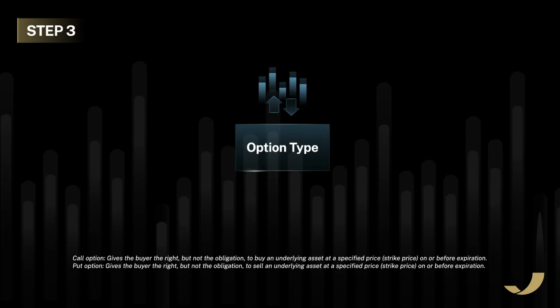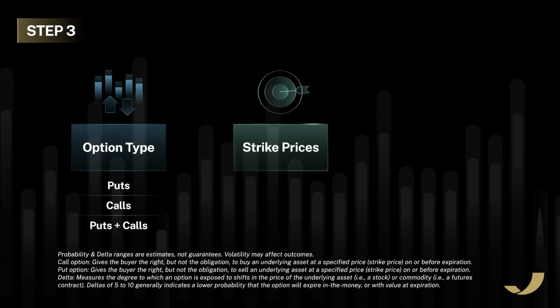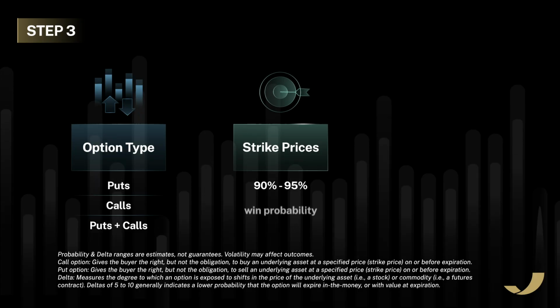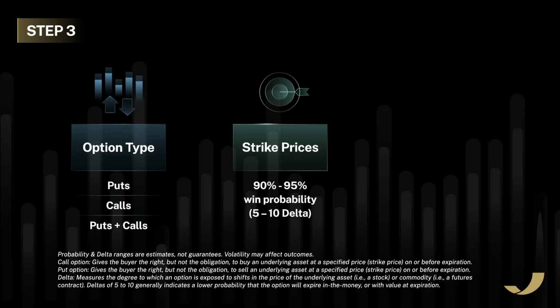Here's how it works. The option type will be puts, calls, or sometimes both puts and calls, depending on market conditions. Strike prices will typically be set with a 90 to 95% win probability. That is, a 90 to 95% probability that the options will expire out of the money. For those familiar with options, this translates to option deltas between 5 and 10.